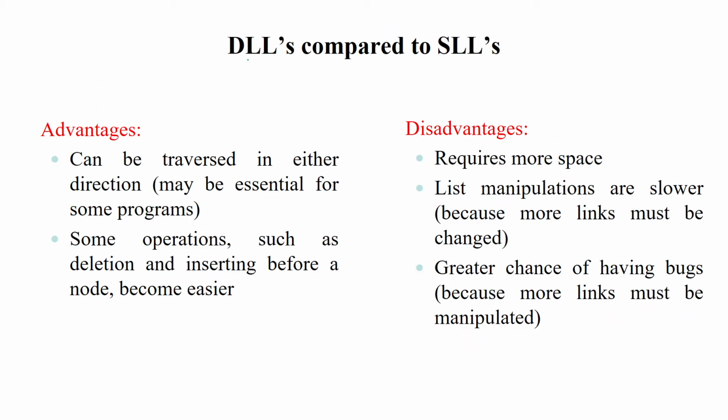What is the difference between a doubly linked list and a singly linked list? The advantage is we can traverse in both directions, forward and backward. But some of the operations here will take more time. In the disadvantages, when you are manipulating a node, we have to change two fields, the previous field and also the next field, so it will take much time, and it needs more space compared with a singly linked list.